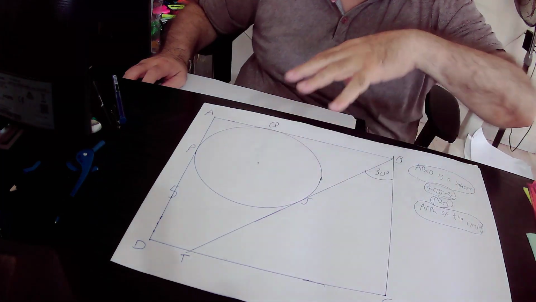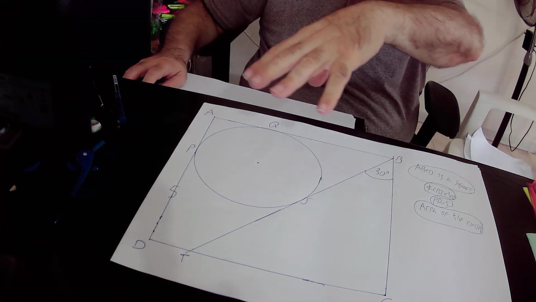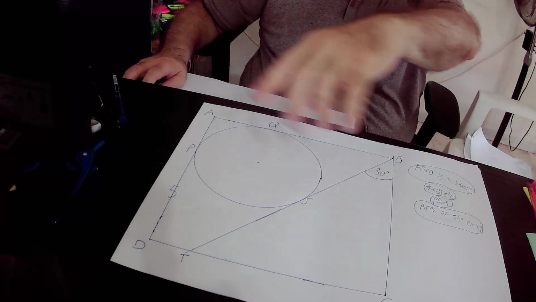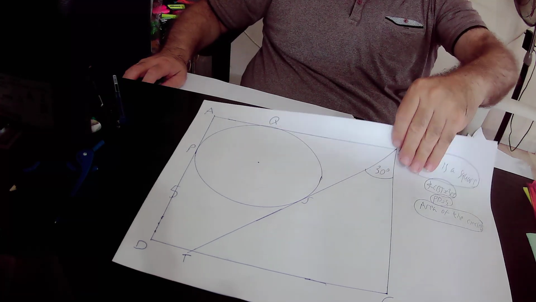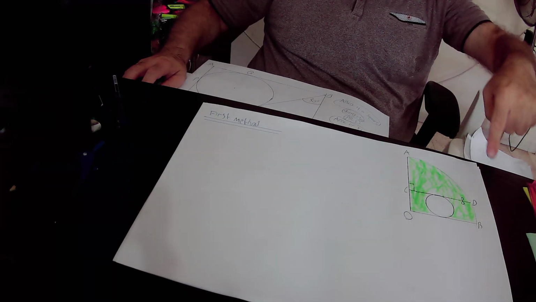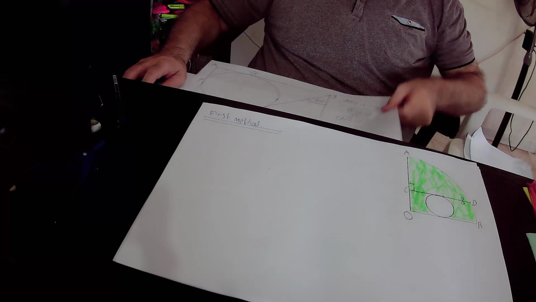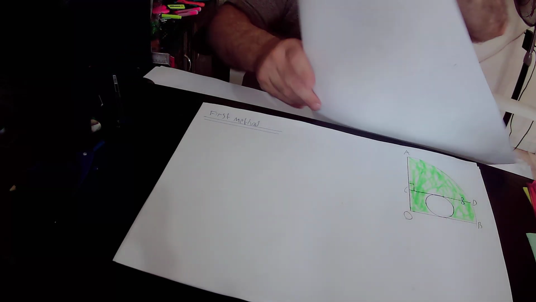Now in this lecture we'll answer two questions. In the first question we'll find out the area of this circle that is inside square ABCD, and in the second question we'll find out the area of the green shape that is inside the quarter circle. So we'll start with the first question.